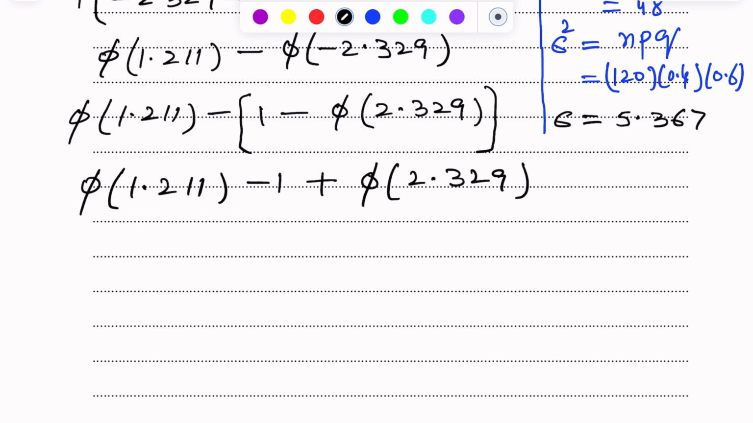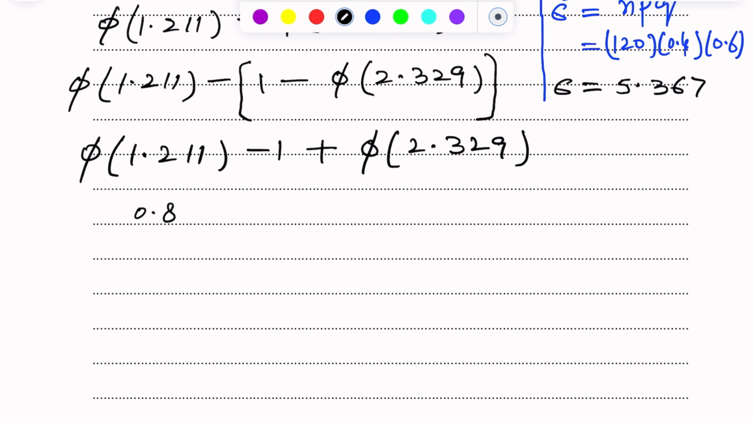Now we will take the values of probability of 1.211 and probability of 2.329 from the normal distribution table. We get probability of 1.211 is 0.8871, minus 1, plus probability of 2.329 from the table, which is 0.9900. After calculating, we get the final answer is 0.877. This is the answer.